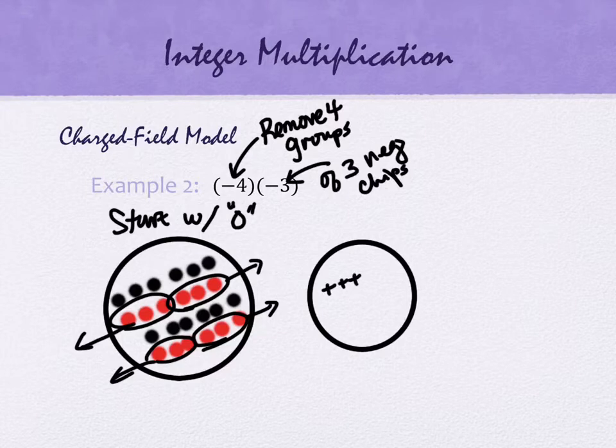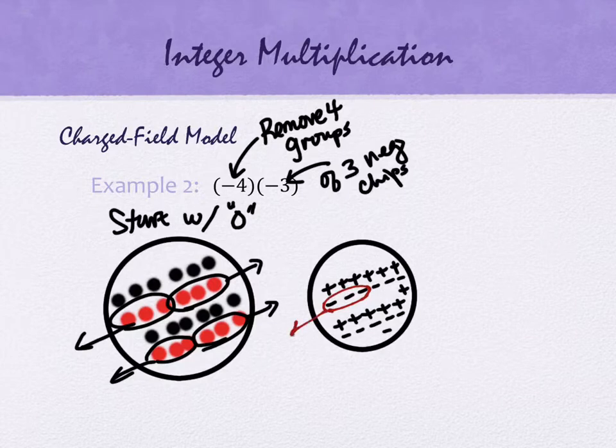All right, 1, 2, 3, 4, 5, 6. Okay, I think I got them all in there. And again, I'm removing 4 groups of 3 negatives. So here's a group of 3. Here's a group of 3. Here is a group of 3. And here is a group of 3.